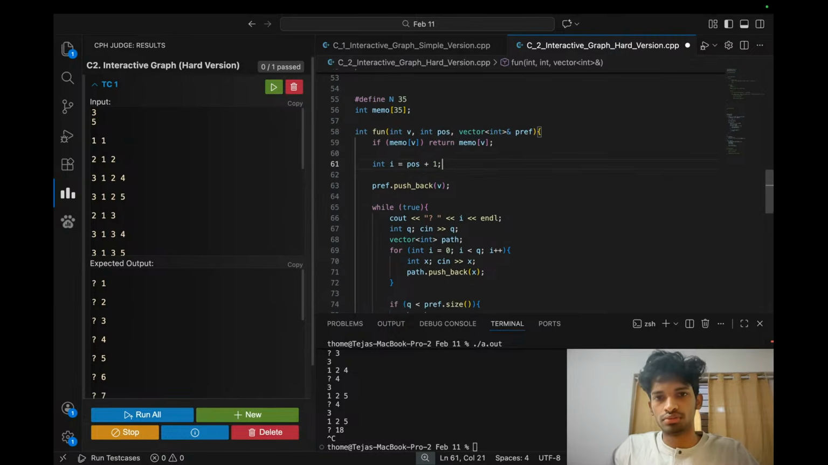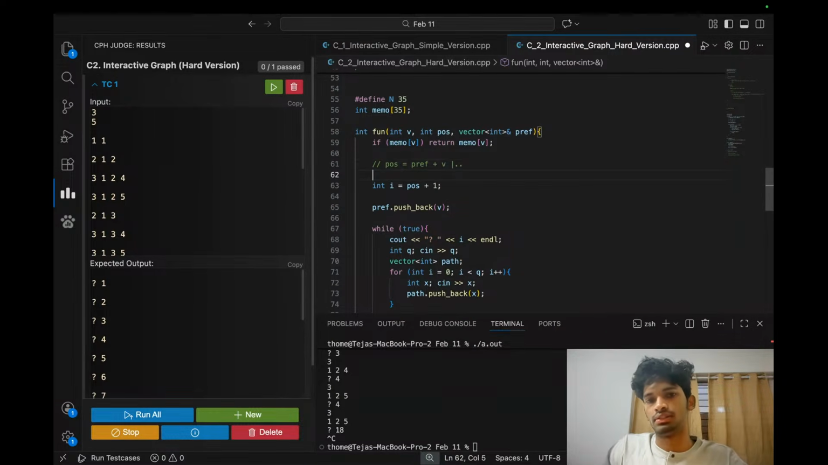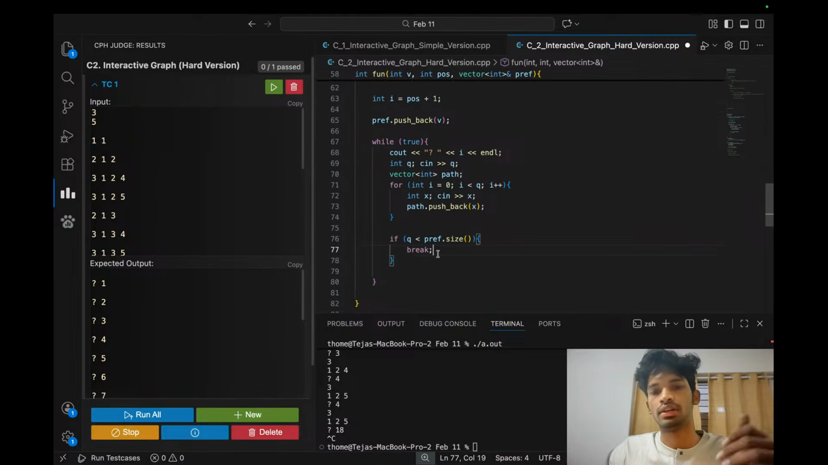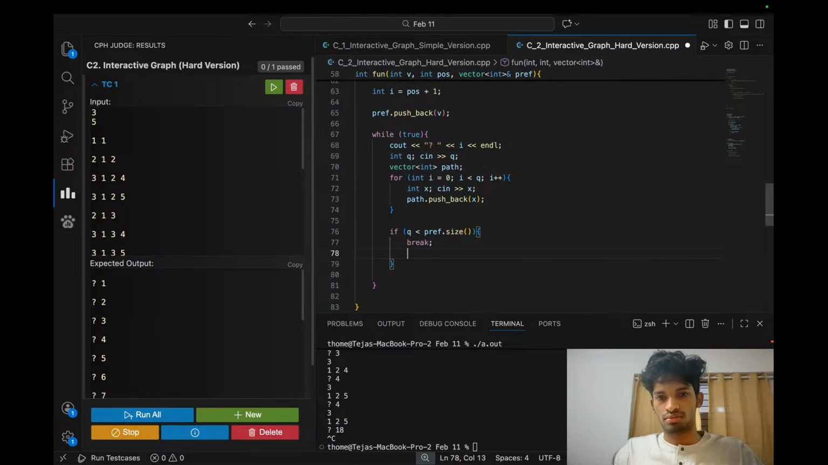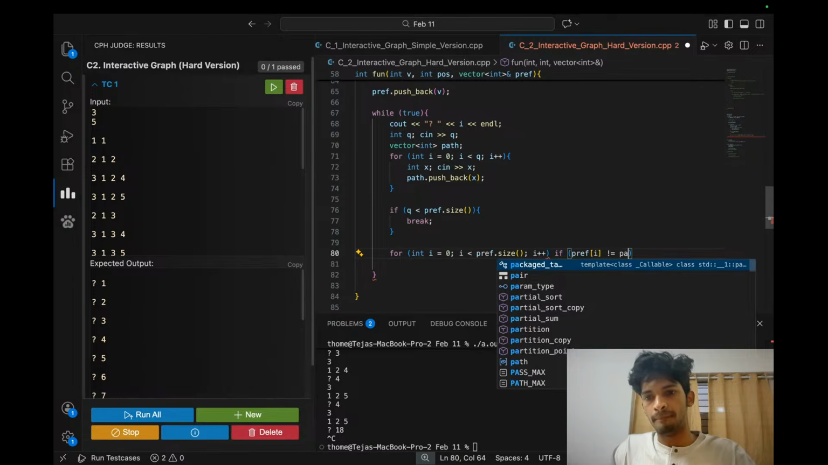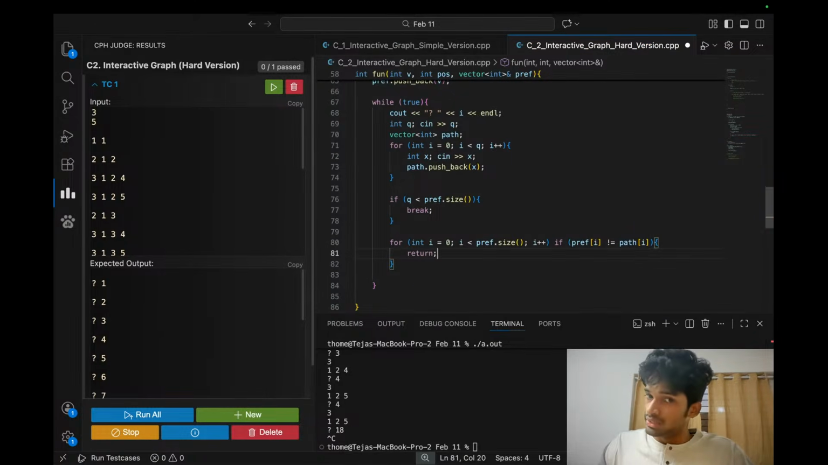Pos equals to pref plus V and nothing else. So we are trying to see if pref plus V something else is there or not. So we are trying to see plus one. If this doesn't match, that is it's something else, right? Okay, now it is greater than or equals to. For int i equals to 0, i less than ref dot size, i plus plus, if ref of i not equals to path of i, return.